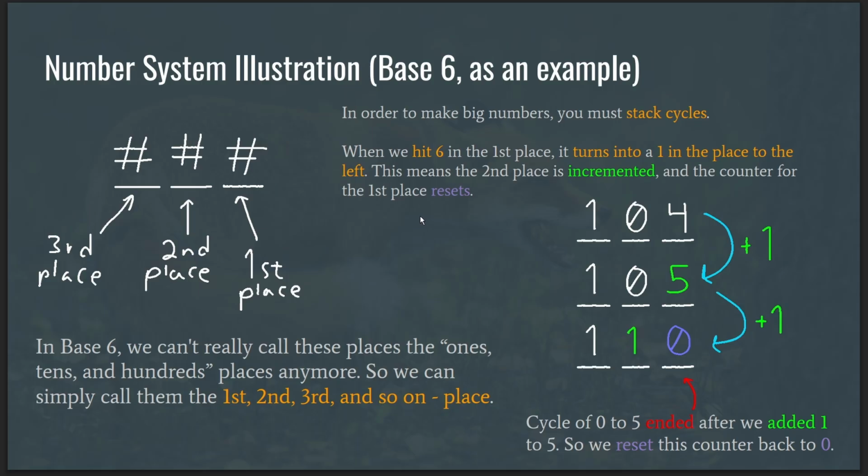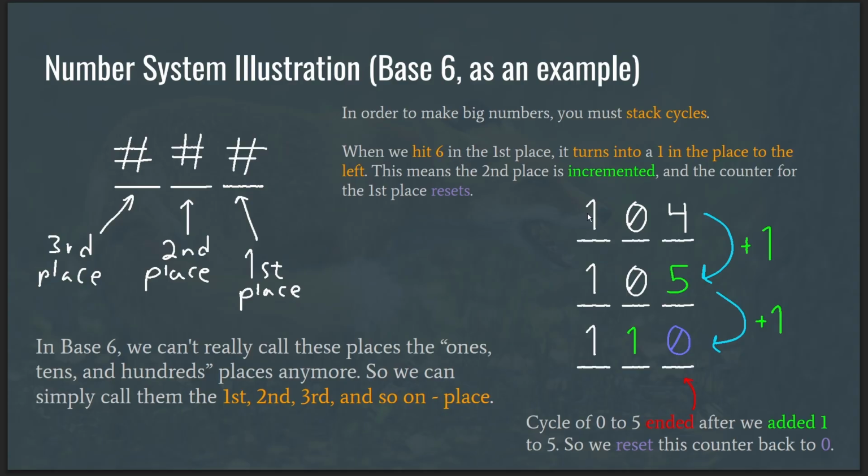Here's a number system illustration, base 6 as an example. Same thing. We can't really call these places the ones, tens, and hundreds places though. So we can simply call them the first, second, third, and so on place, going to the left, because it gets bigger and bigger to the left. When we hit 6 in the first place, it turns into a 1 in the place to the left. This means that the second place is incremented, and the counter for the first place resets.